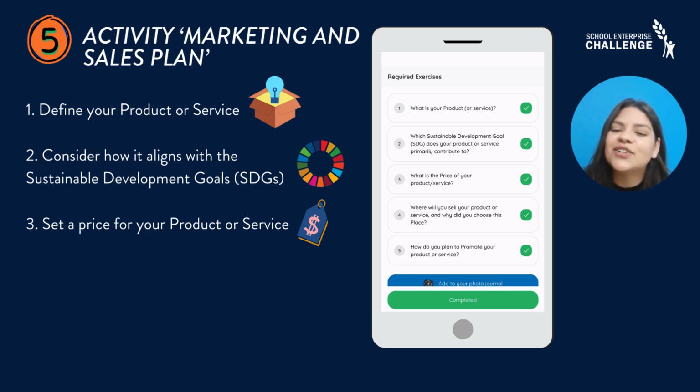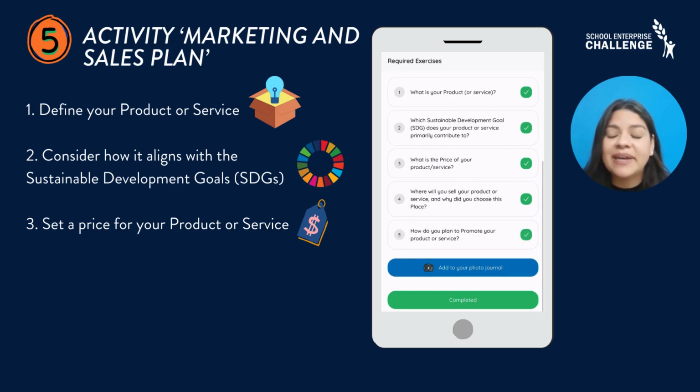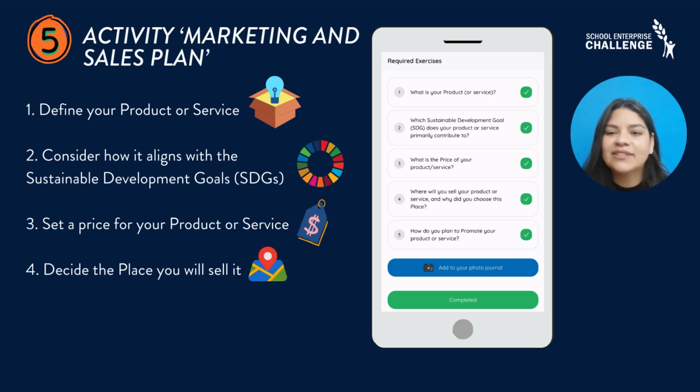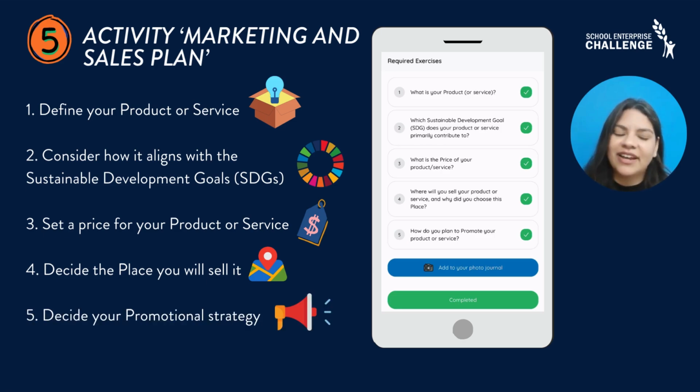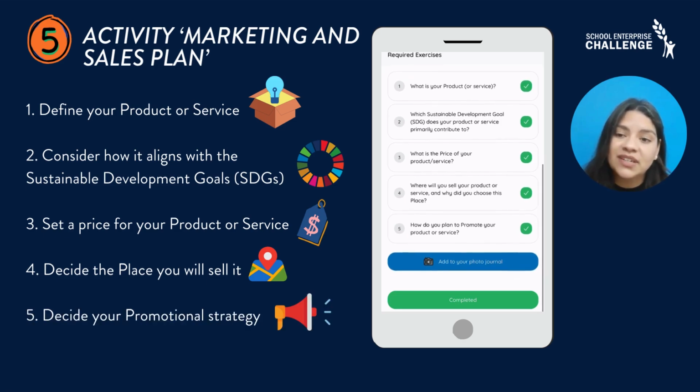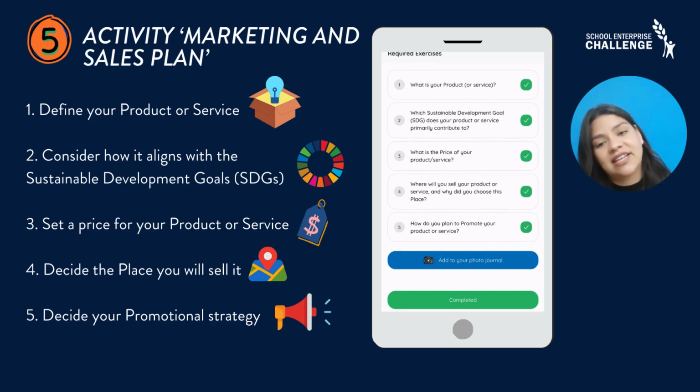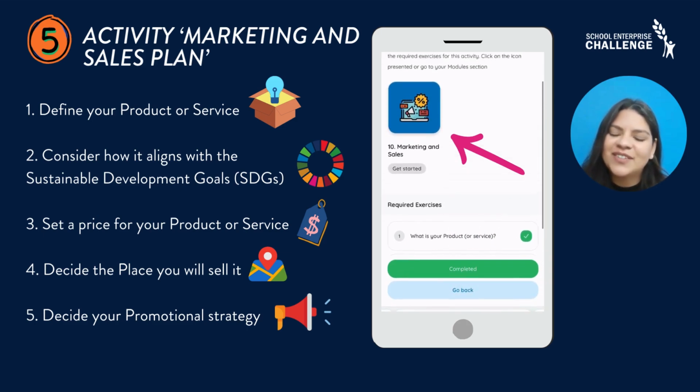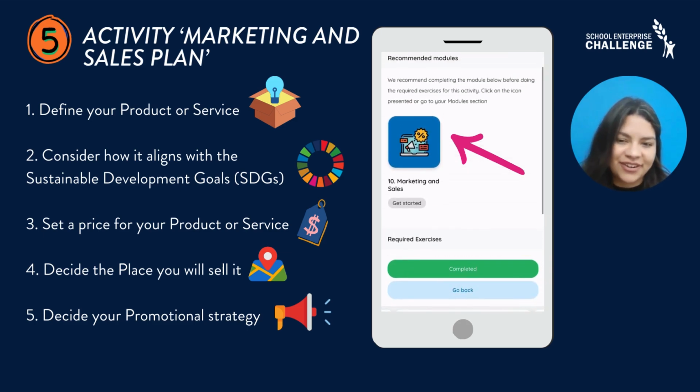Next, establish your pricing strategy by setting a price and justifying this decision based on your business goals and competitive positioning. Then, select the distribution channels where your product or service will be available and justify your choice based on various considerations. Finally, outline your promotional strategy, detailing the methods chosen and the rationale behind the selection. To assist you in completing this plan, refer to the Marketing and Sales module for further guidance.